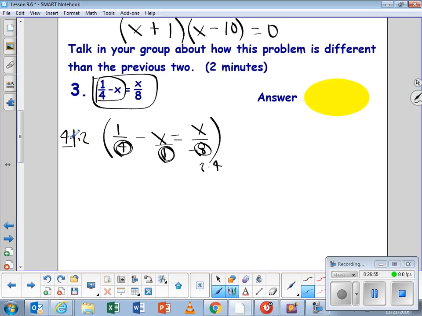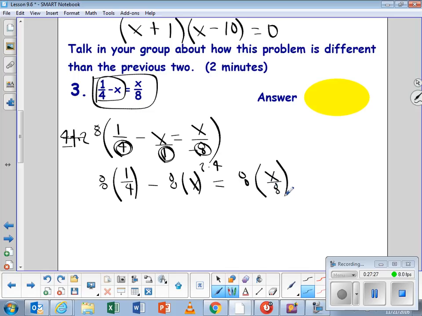And then I get to here. I needed a 2 times 4. Well, I had the 4, I had the 1, but I didn't have the 2, so I had to add my 2 out there. So really, I'm going to multiply everything by 8, aren't I? Okay? Now, I'm going to go real slow with this. 8 times 1/4 minus 8 times x equals 8 times x over 8. Okay?